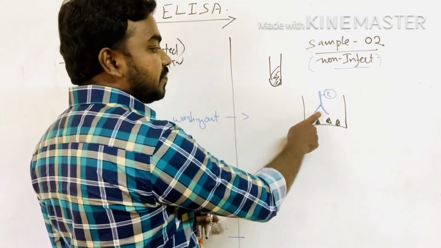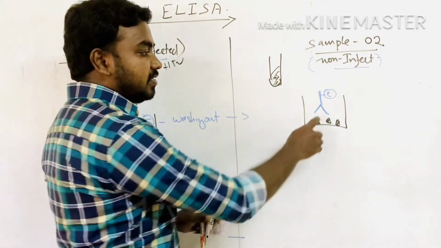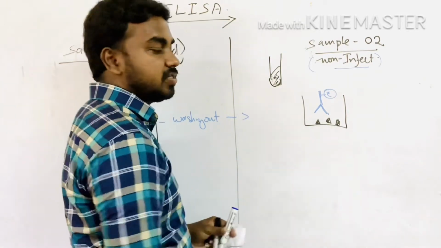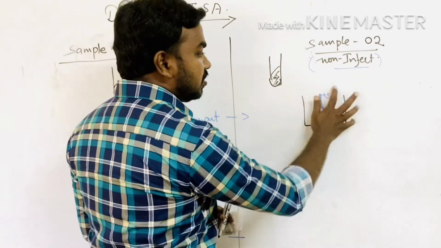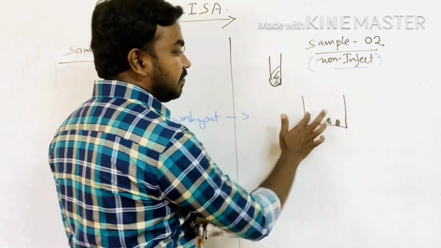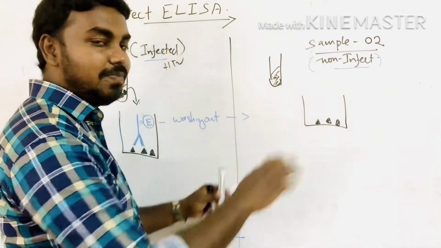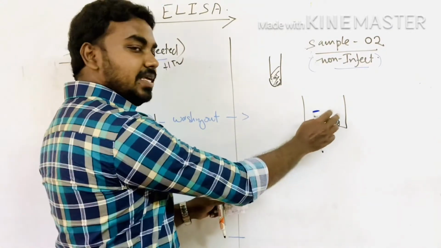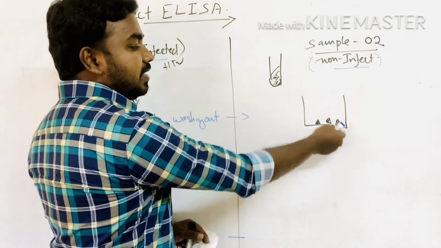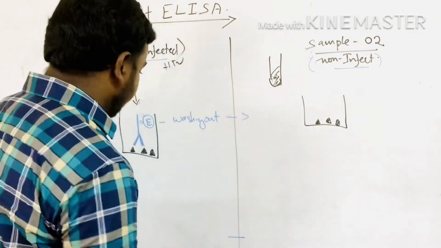But if I wash here, what will happen? This antibody is not attached or not reacted with these certain antigens. So when I wash, this conjugated antibody will be eliminated. So there won't be any reactions here, there won't be anything in this well except the antigens.